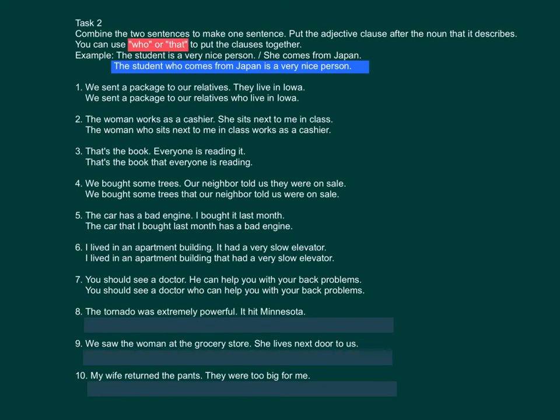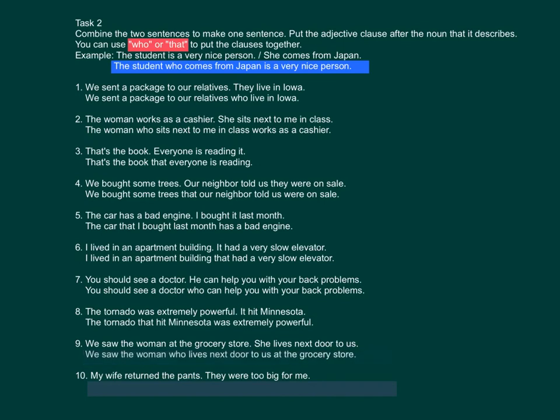Number 8. The tornado was extremely powerful. It hit Minnesota. The answer is: the tornado that hit Minnesota was extremely powerful. Number 9. We saw the woman at the grocery store. She lives next door to us. The answer is: we saw the woman who lives next door to us at the grocery store.